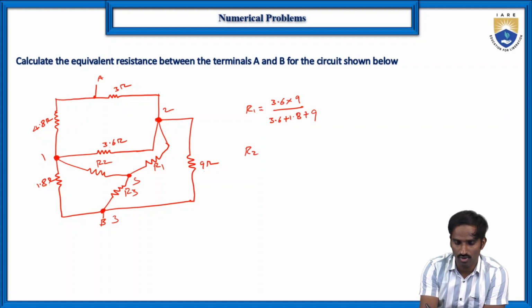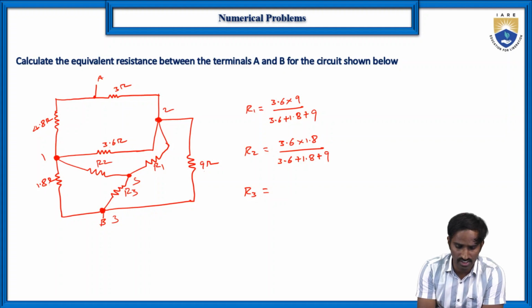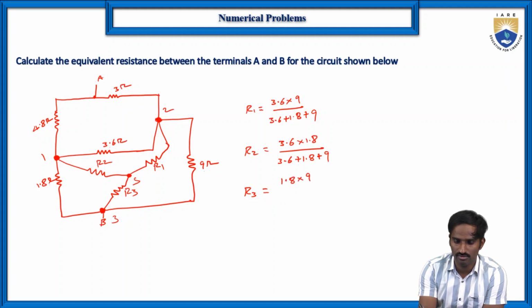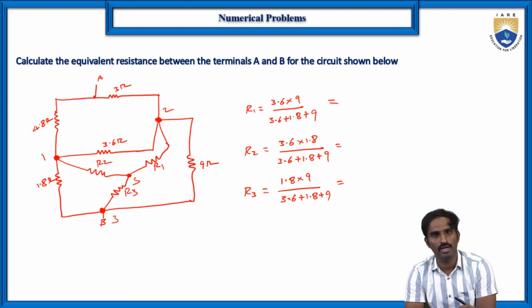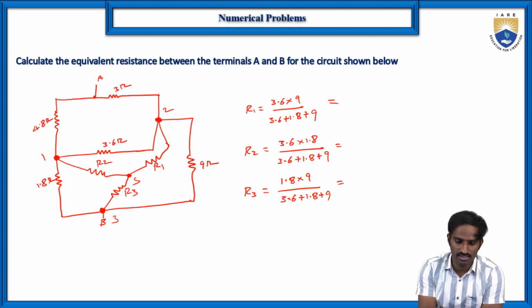And similarly R2 is connected to this node 1, and what are the two resistors connected to this node 1? 3.6 and 1.8. So 3.6 into 1.8 by 3.6 plus 1.8 plus 9. And similarly R3, for node 3, what are the two resistors connected to node 3? 1.8 and 9. So 1.8 into 9 by 3.6 plus 1.8 plus 9. So now we got the values of R1, R2 and R3. Then now just replace this delta with the star and again draw the circuit.